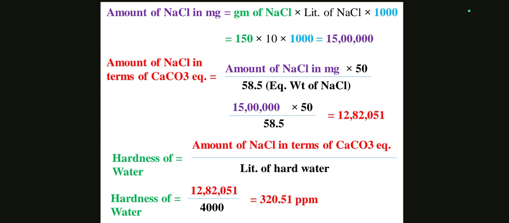Now take that answer for finding the value in the third formula. Take the answer of the second formula, put it in the third formula, that is the hardness of water, our area of interest that we have to find. So hardness of water is equal to the answer of the second formula divided by liters of hard water given, that is 4000, and you will get the answer 320 ppm. So if you know the three formulae, you only have to put the values. In a formula based numerical, you will get the correct answer, that is our hardness of water.